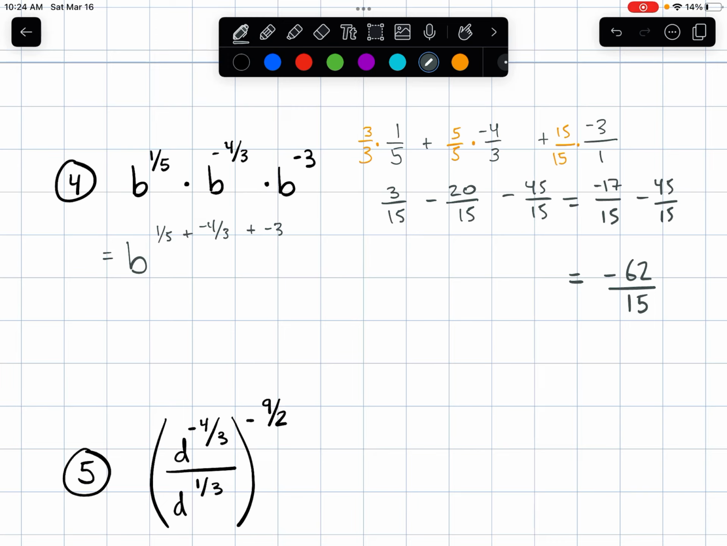5 goes into 15, but 5 does not go into negative 62. So there are no common factors that I could take out here. So this would be your final exponent. Therefore, final answer is going to be b to the negative 62/15 power. Just kidding. Got to make it positive, right? So we're going to go ahead and change this to 1 over b to the 62/15th power.